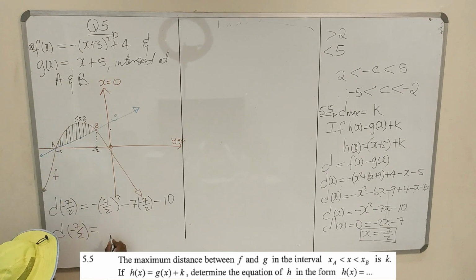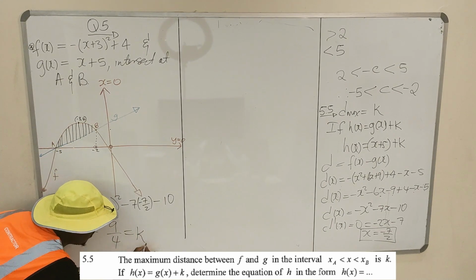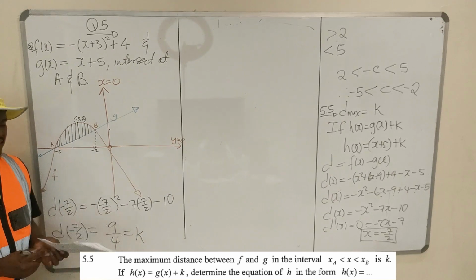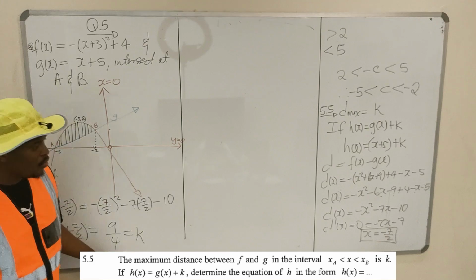It's 9/4. This is your maximum distance. Then you're told that this is your k, because k represents the maximum distance.